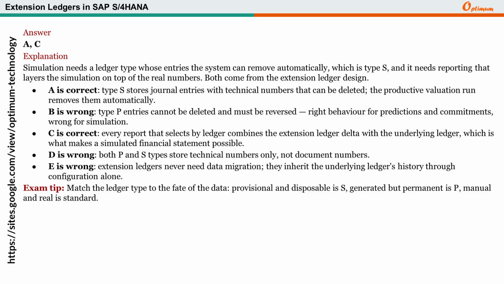Option E is a distractor built out of standard ledger knowledge, since a new standard ledger really does raise migration questions. Extension ledgers never do, and that no migration property is one of their main selling points.